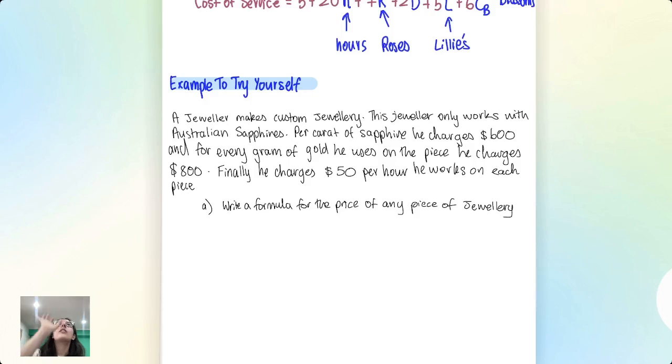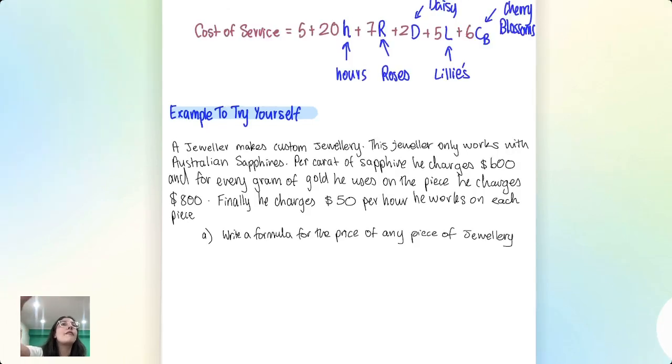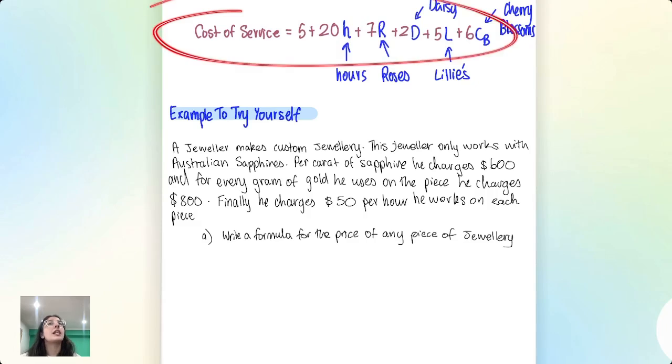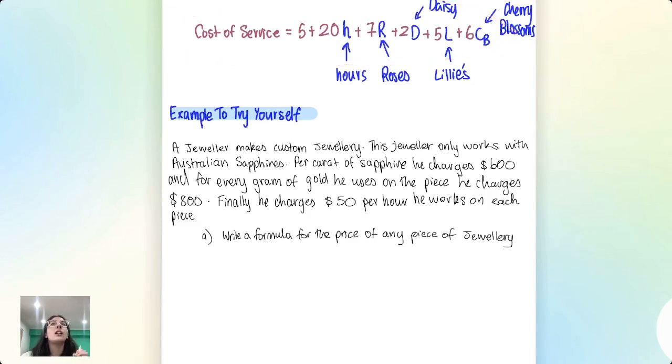Okay? So, step 1, can I please get everybody to write a formula for the price of any piece of jewelry? So just like we did here. For any bouquet, we wrote a formula. Can I get everyone to write a formula for any piece of jewelry? And you can do a couple of examples in your head just like we did with the flowers first, and then you can write the formula. So can I get everyone to start by doing that, please?